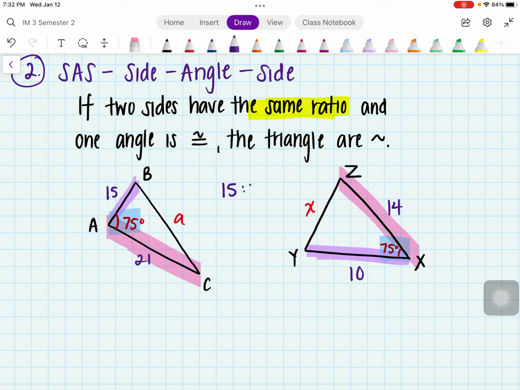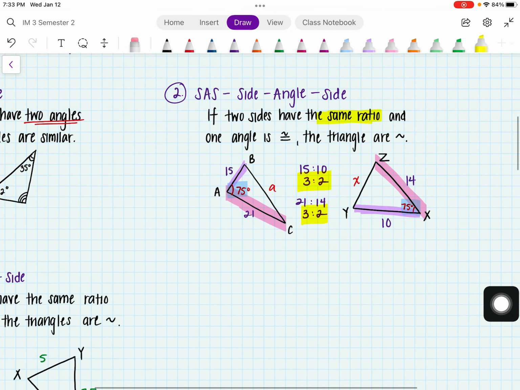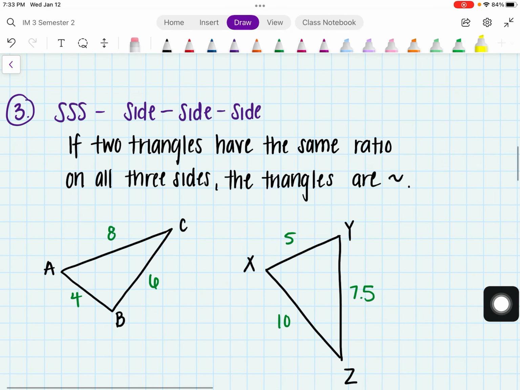So if I have a 15:10 ratio for AB and XY, I can simplify that to 3:2. That would be our ratio. If I do the same thing on the next one, which is 21:14, and simplify it, it's also a 3:2 ratio. Because they have the same ratio on each side, that doesn't mean they're congruent. It does prove similarity. Once again, the same ratio proves similarity.